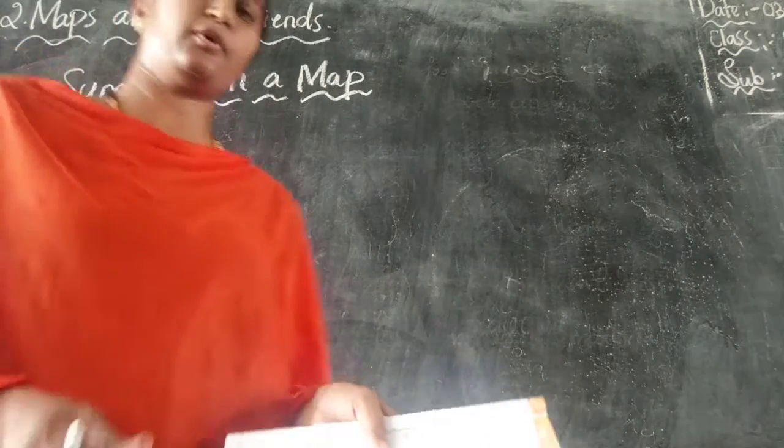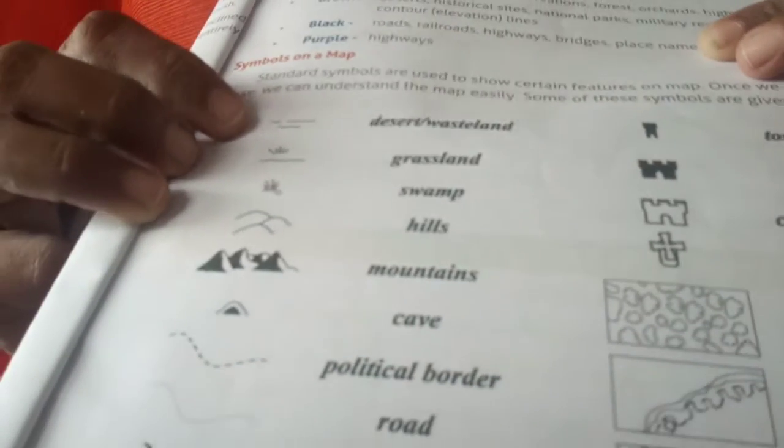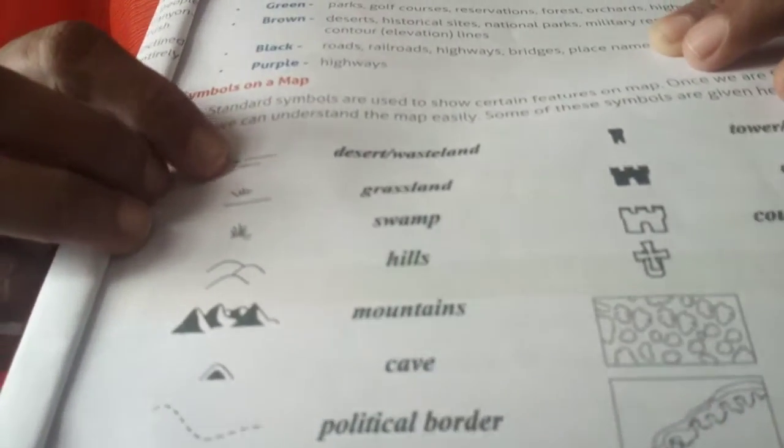Some of these symbols are given here under. Just I will show you in the textbook. Some of the symbols are given in the textbook. So by showing it, I will explain it here. See here, the first symbol, how it is given here. See, look at this, all of you. Look at this first symbol. See how it is given here. A small dash like this. Some lines are given here.